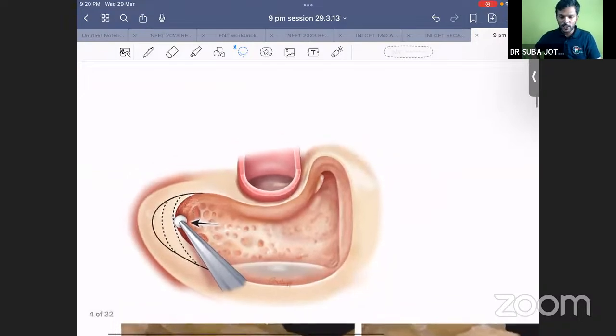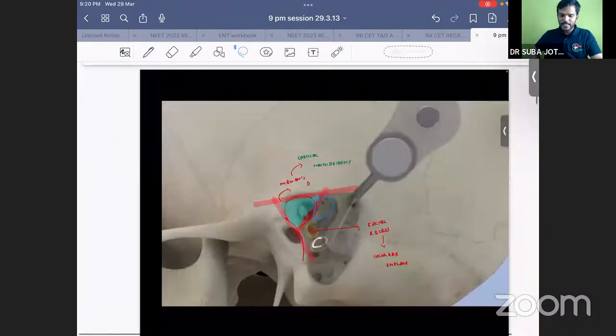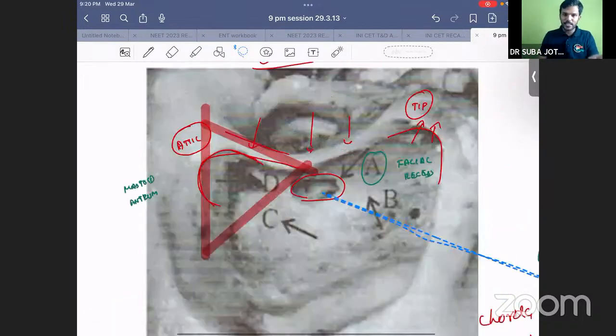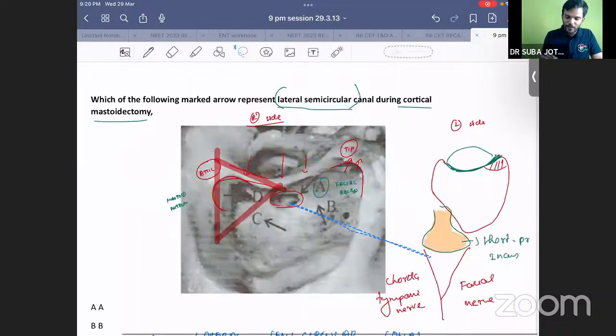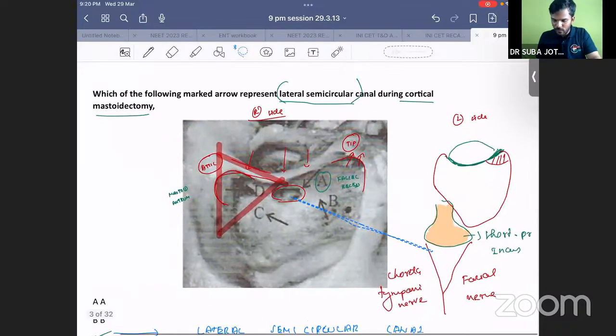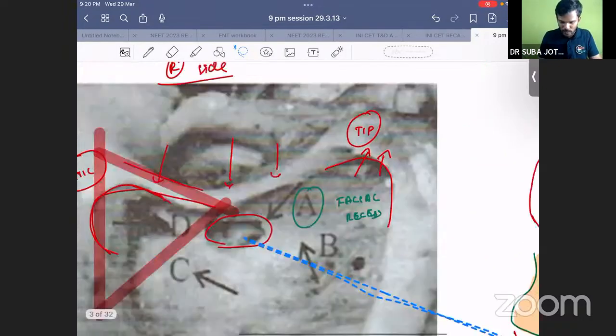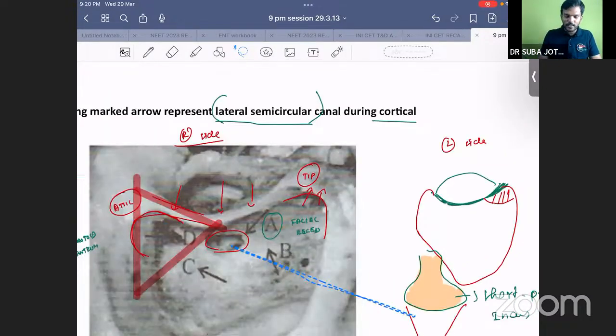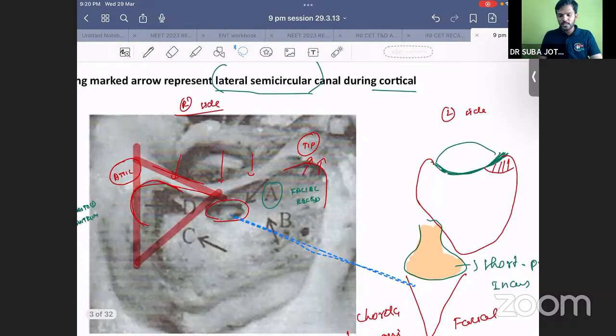See here. The patient is like this. So this is a left-sided one. This is a right-sided one. Okay. So now which landmark is present over here? The antrum is present over here.